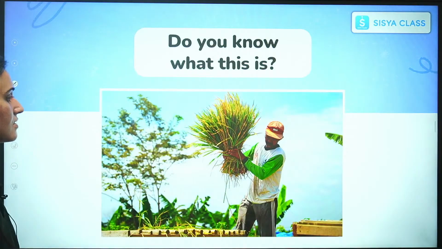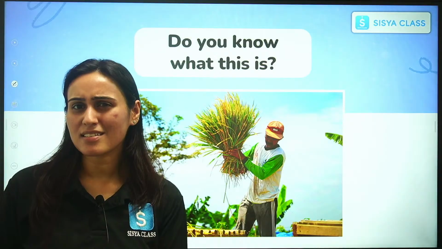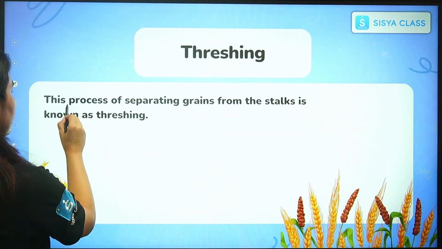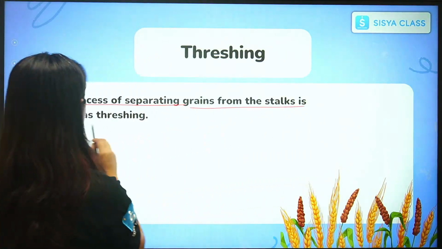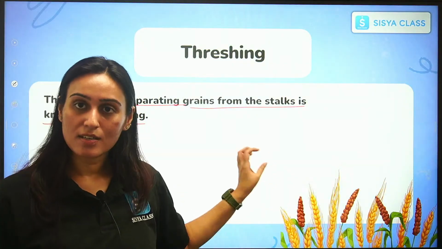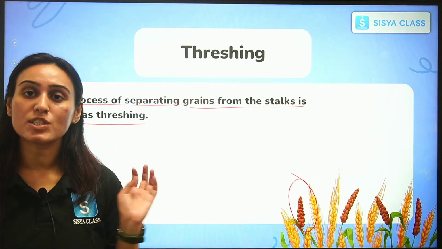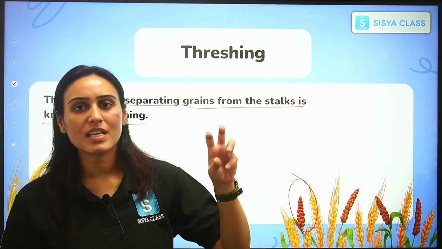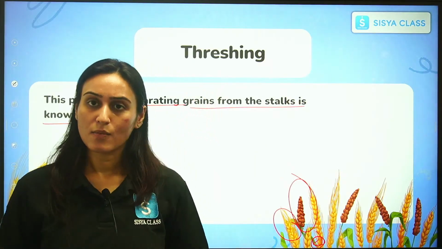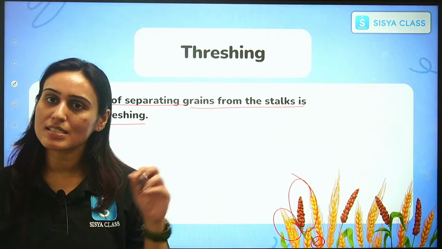Now, see, what are we doing here? We are threshing. What is threshing? Let's find out, everyone. The process of separating grains from the stalks is known as threshing. So basically, these are your stalks. You need those grains, correct? So you have a method by which you can separate out the grains from the stalk, because we don't need this. We want the grains. We are going to use the grains later on, right? So the first step in that process is threshing.